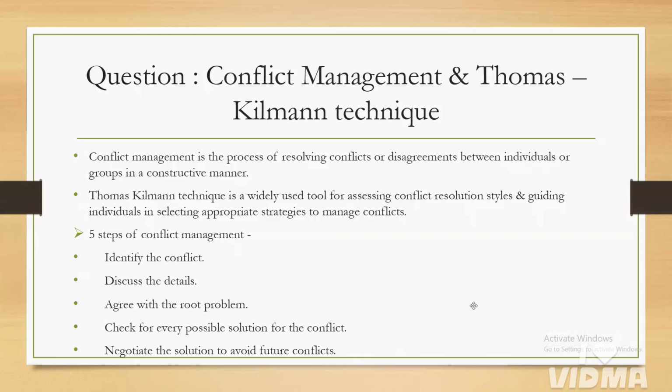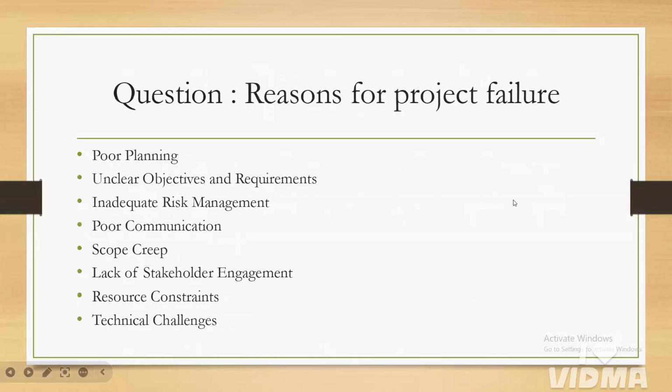so you just write down whatever the conflicts are and how the conflicts occurred, and then the next question will be the reasons for project failure. There are a few reasons: poor planning and unclear requirements, and inactive risk management. If we are not going for risk management beforehand, then it will lead to project failure. And poor communication between the stakeholders, scope creep, and lack of stakeholder engagement.